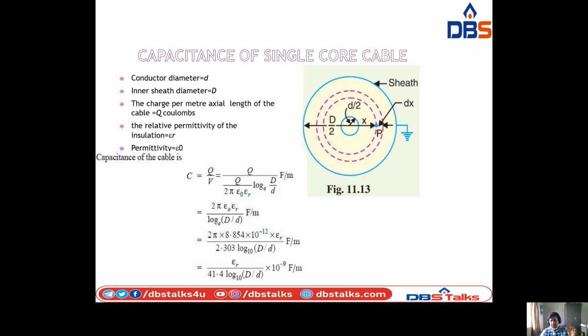It is very important. So out of these two derivations, insulation resistance of a single core cable and capacitance of a single core cable, both are important. Both are very important from the B.Tech point of view.